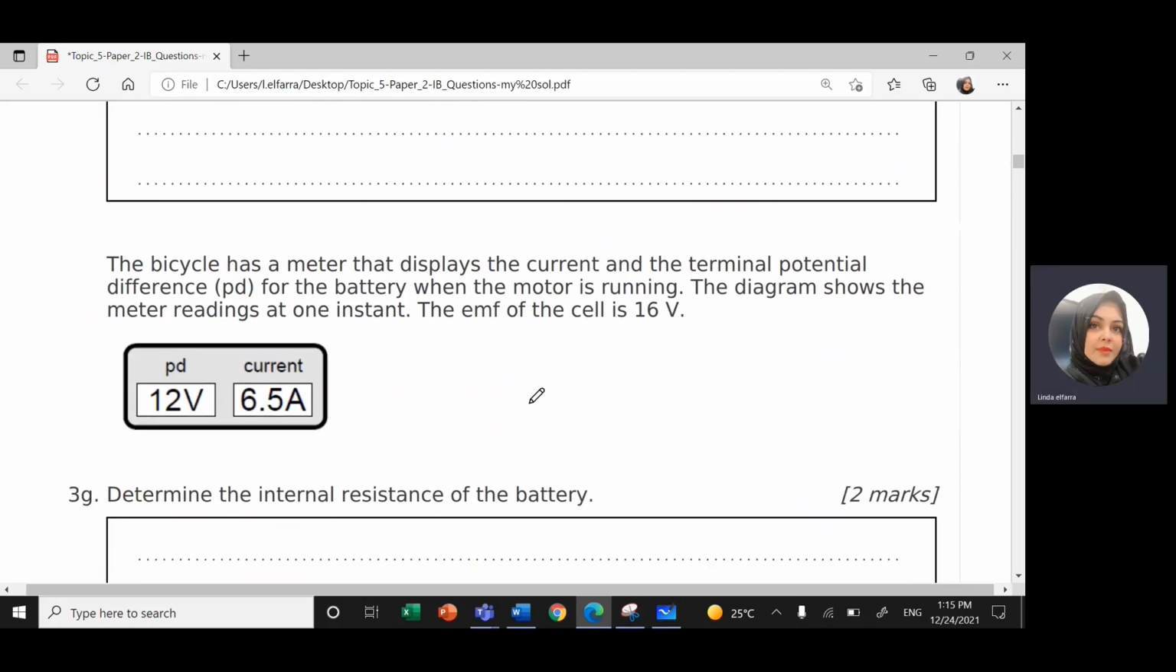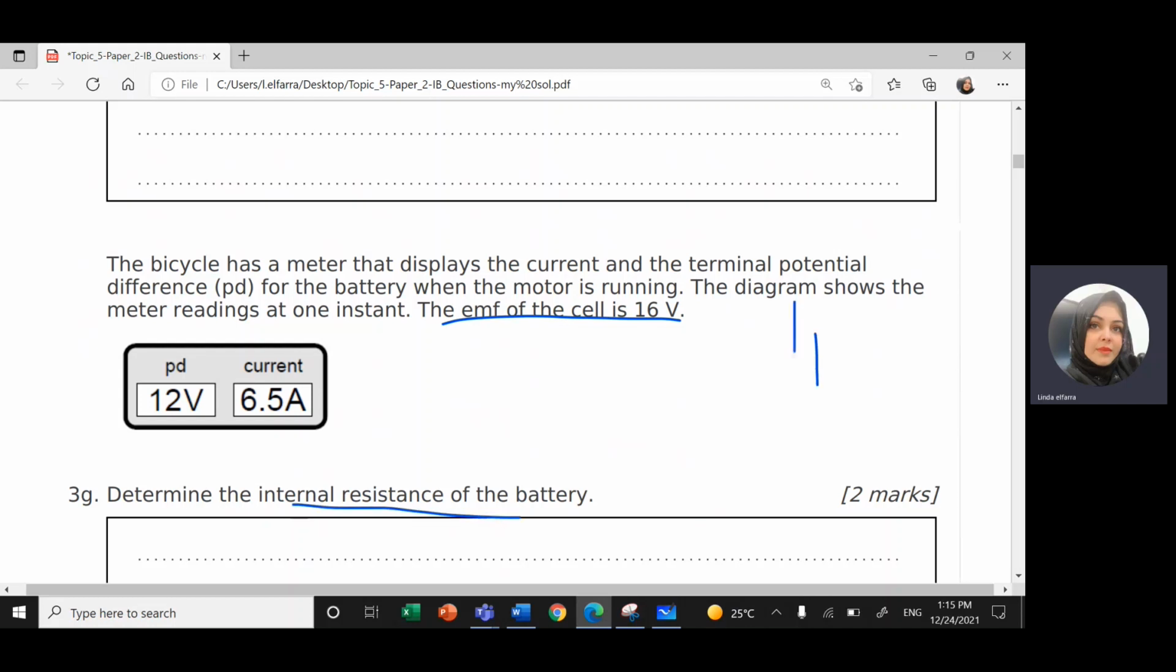Okay, now this is for electricity. Now I have the bicycle has a meter that displays the current and a terminal potential difference. So here I have the potential difference at 12 volt. Now remember the potential difference was 16. So I have a drop from 16 till 12, 4 volt drop. The electromotive force of the cell is 16. Determine the internal resistance of the battery.